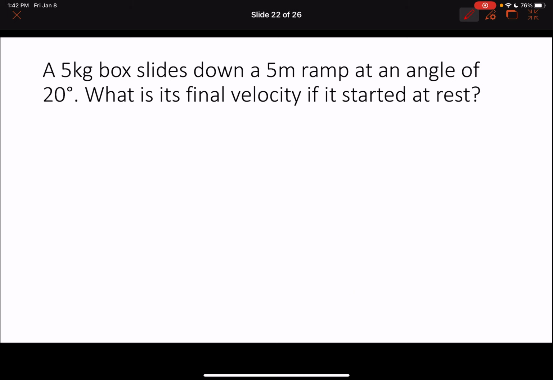Let's see another one. We have a 5 kilogram box that slides down a 5 meter ramp at an angle of 20 degrees. What is the final velocity if it started at rest? So let's draw a free body diagram real quick. We have a ramp. Let me draw it less steep. So like that, a 20-degree angle and a box. And we'll assume it's frictionless. I didn't write it on here, but let's go ahead and assume it's frictionless. That's what I want for this example. F G down and normal up.